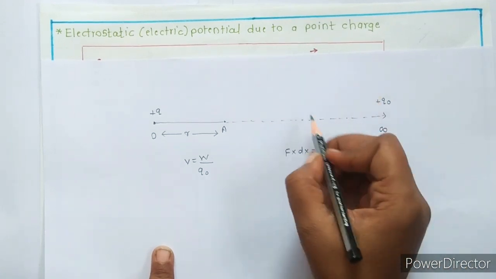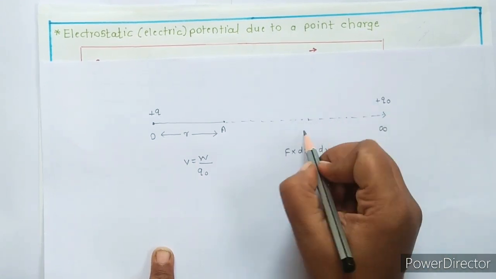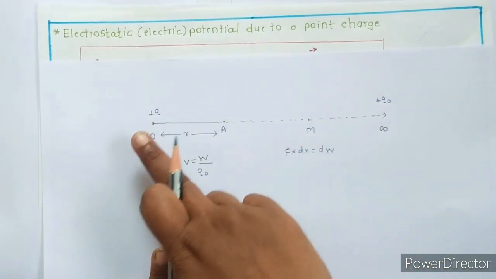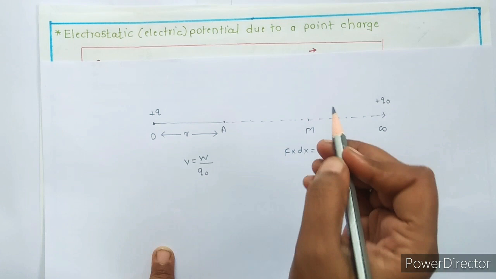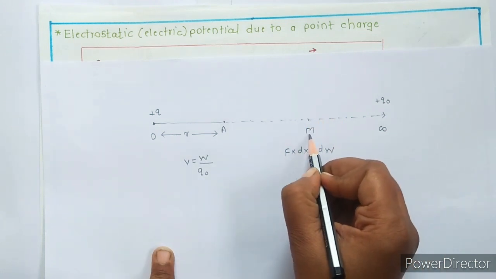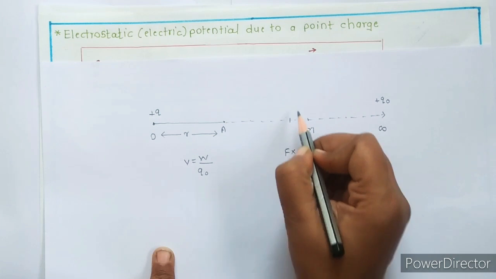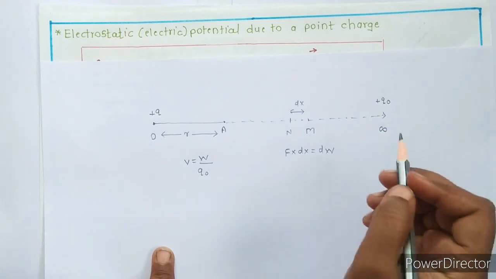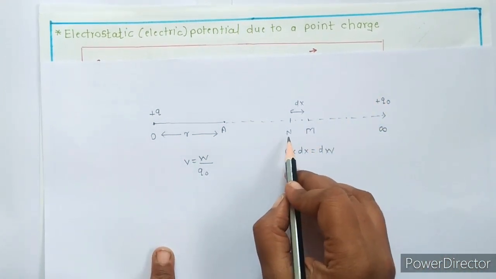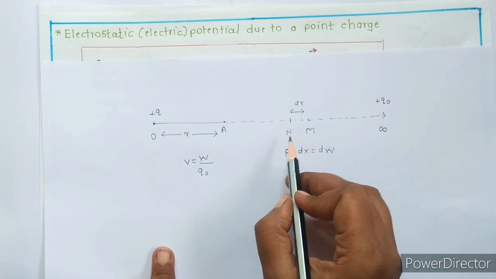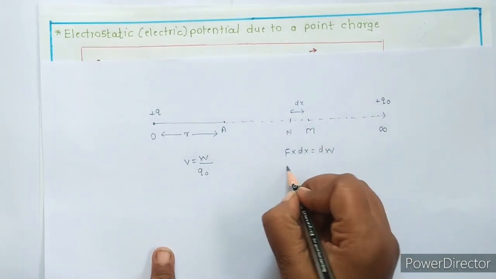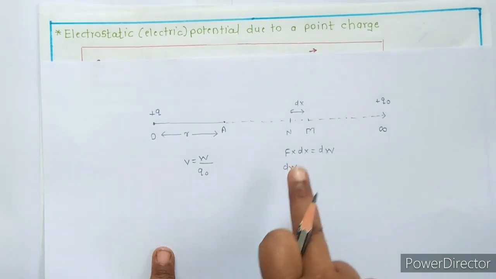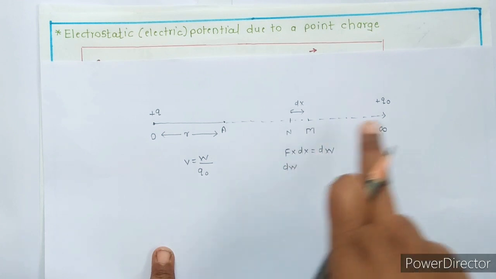So I will consider an intermediate point, point M, where this positive test charge experiences an electrostatic force of repulsion, and to move this test charge from point M through a small displacement dx to point N, we have to calculate what amount of work is done. The amount of work done for the small displacement is dW, and integrating that work done we can get the total amount of work done in displacing the charge from infinity to the point A.